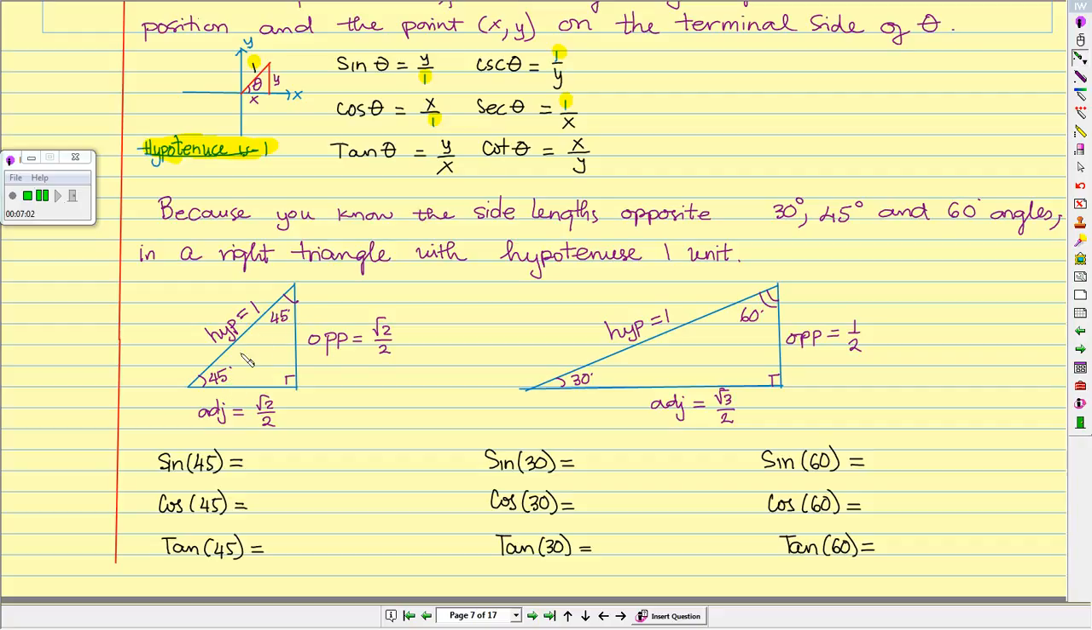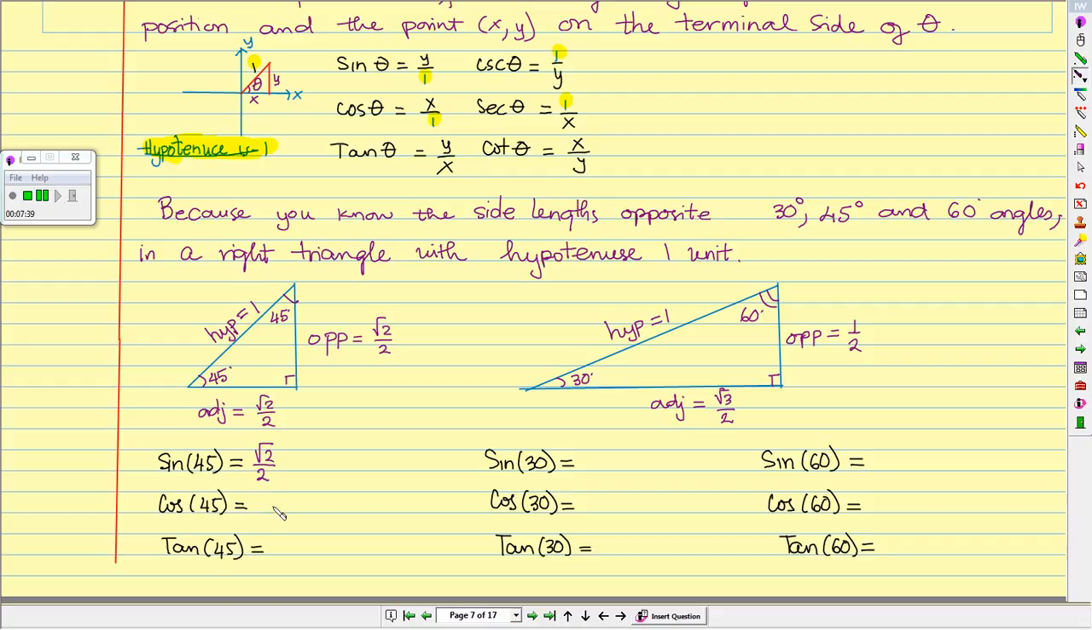Since the two base angles are equal, it means the two legs, the opposite and the adjacent, must be the same length. In this case, they are square root of 2 over 2. And let's find sine of 45 degrees. Sine is opposite divided by hypotenuse. When you divide by 1, it just stays the same, so it's just your opposite, or your y. In this case, it's square root of 2 over 2.